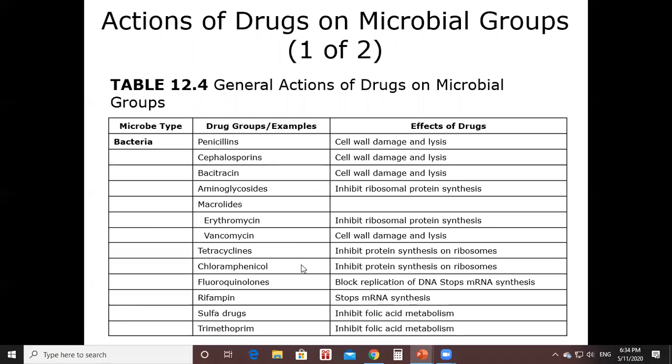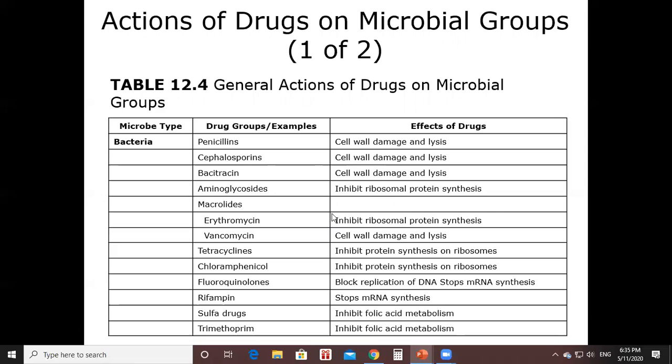Here are some of the actions of the drugs on the different microbial groups. So you see the penicillins, they cause cell wall damage and lysis. Cephalosporin, cell wall. Bacitracin, cell wall damage and lysis. You notice a lot of ointments have bacitracin in them. Typically, we don't have any problem at all with bacitracin. That's because it disrupts the cell wall and damages it, but we don't have cell walls. So all these are pretty effective in killing the microbe without harming us.